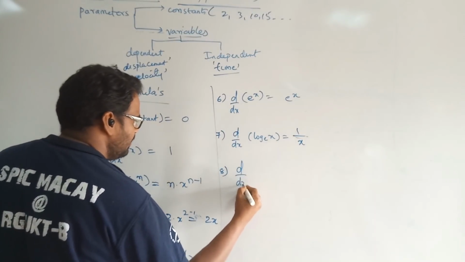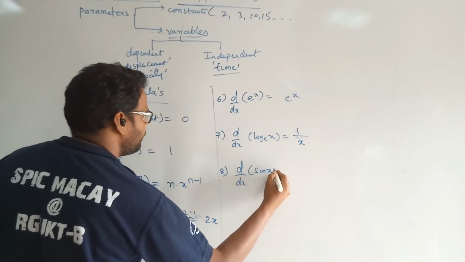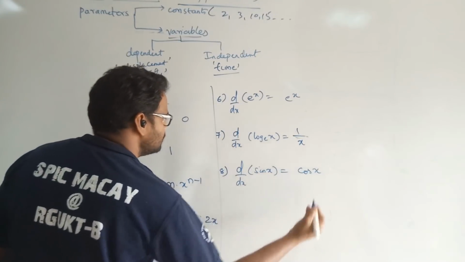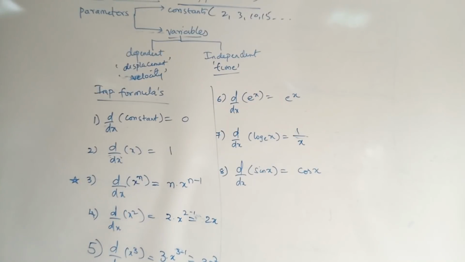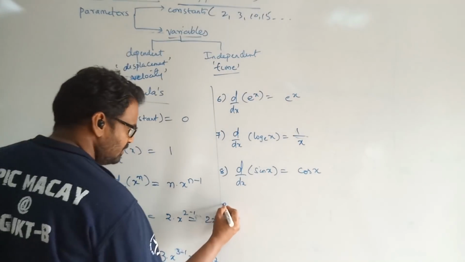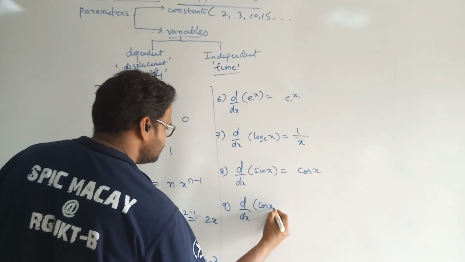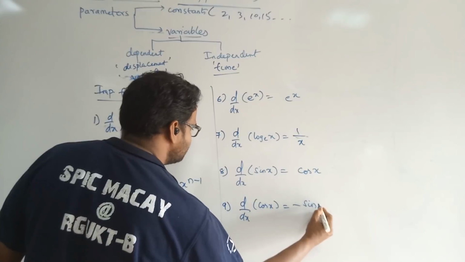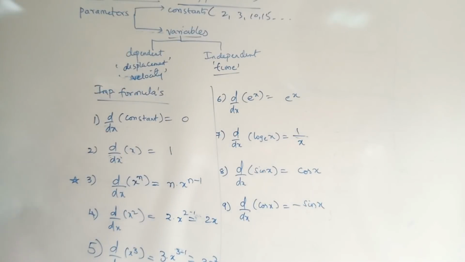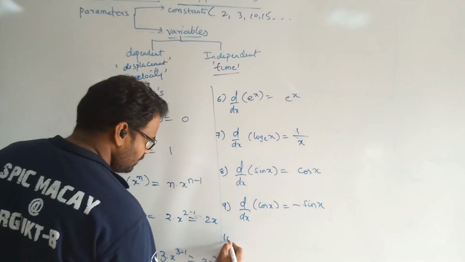d by dx of sin x gives rise to cos x. Differentiation of sine with respect to x. Ninth, d by dx of cos x. For all co terms, you are going to get a negative sign. If it is cot x, minus something. Only for cos, cosec or cot, you are going to get negative signs like this. Right? Next, 10th one.